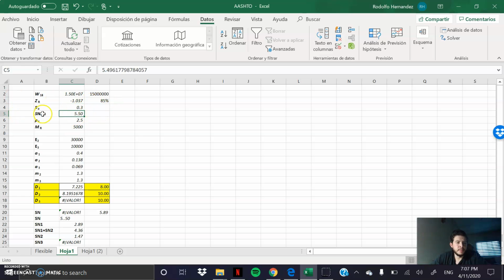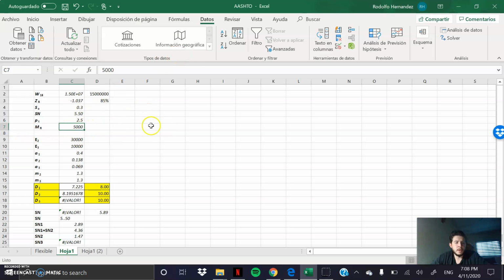This is a structural number. It's gonna change with Solver. This number is 2.5 since it's a highway, interstate highway. It's a critical highway, so we use 2.5. For a not critical highway or pavement, we use 2.0.